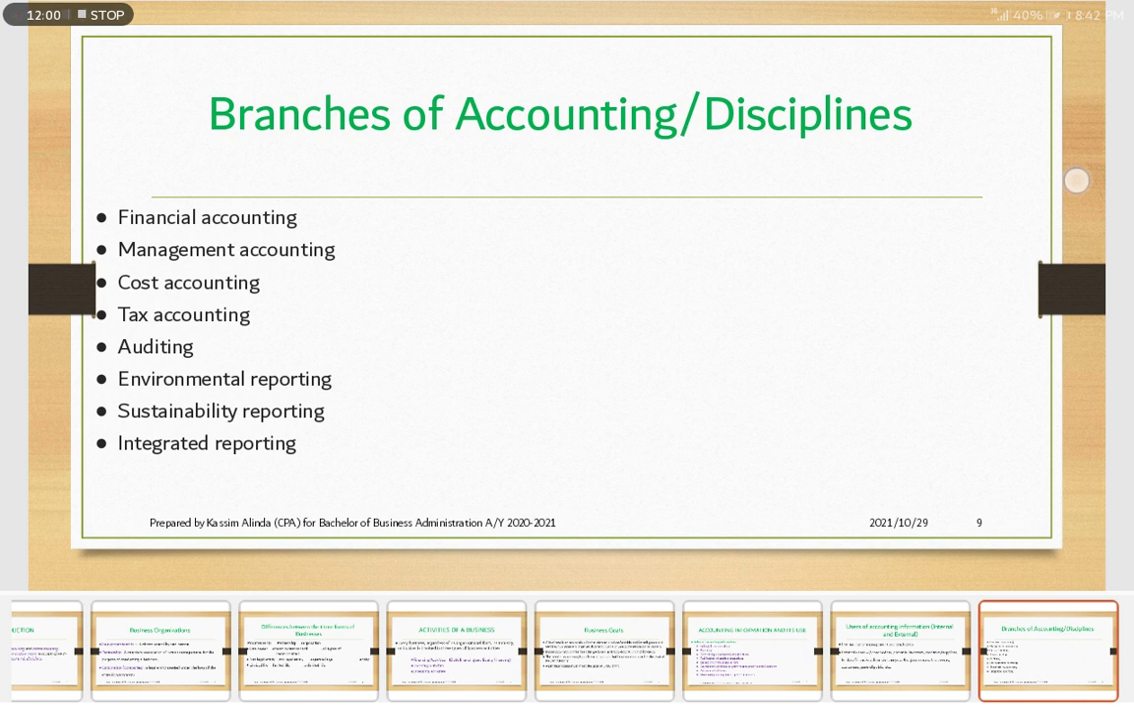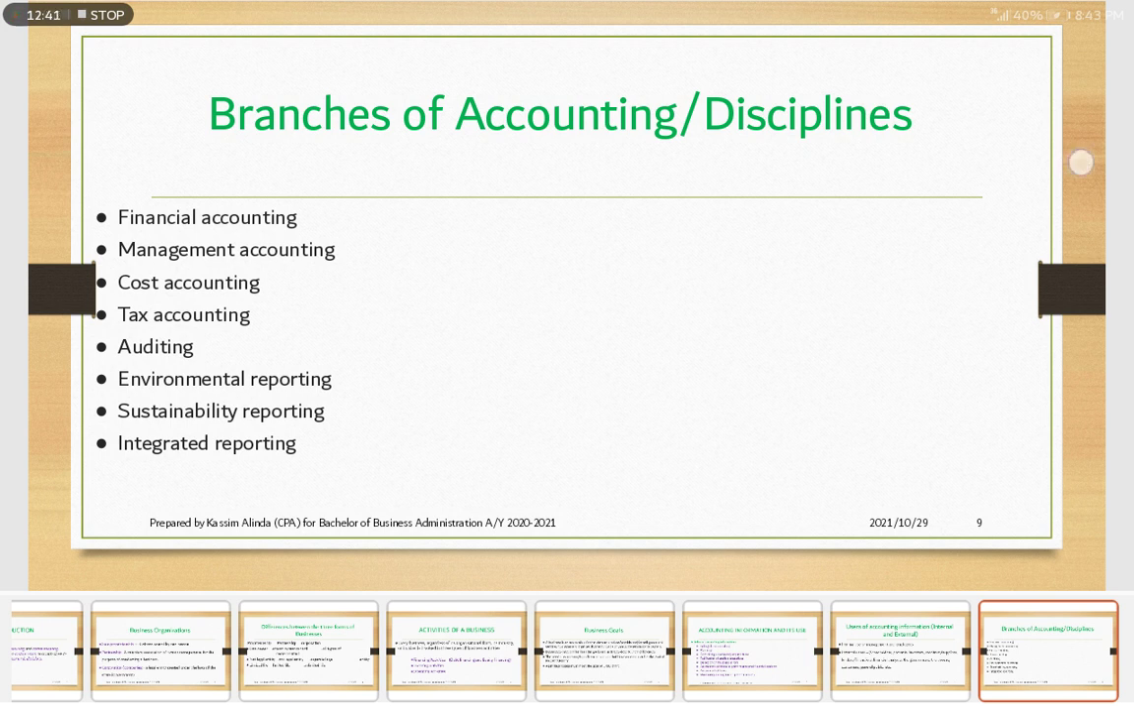Someone is asking about the environmental report. I've said this is a report about the impact the business has on the environment. Sustainability accounting is a report which does not only focus on the environment, but also includes the social dimension, the impact the business has on the people. What impact does the business have on the people, the environment, and the profit. Tax accounting is all about preparation of tax returns as well as tax planning, and then the integrated report is a holistic one which covers almost all the others.